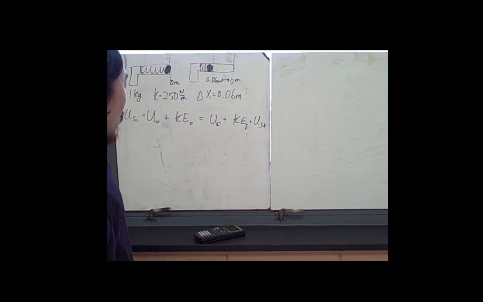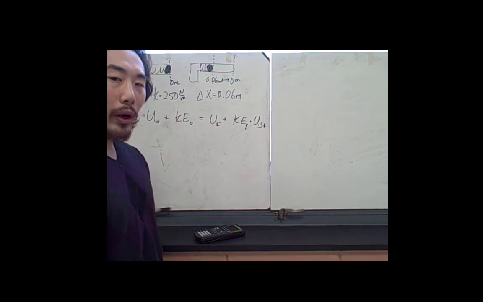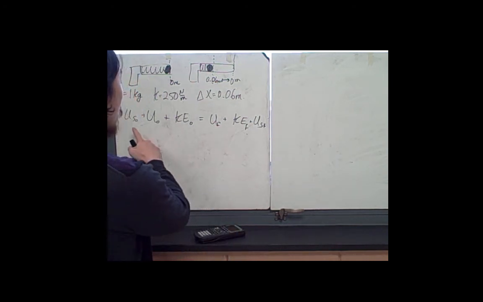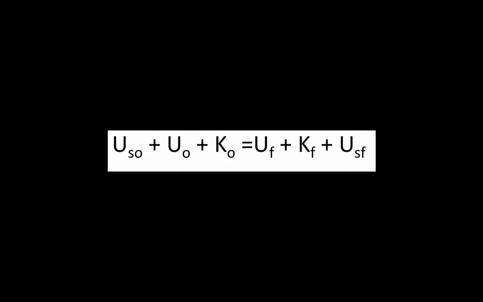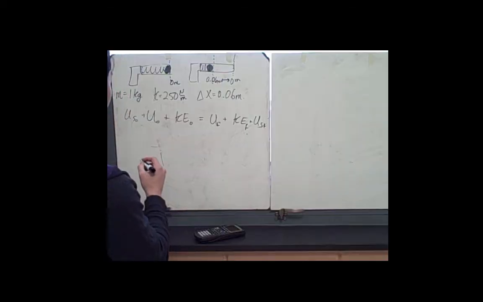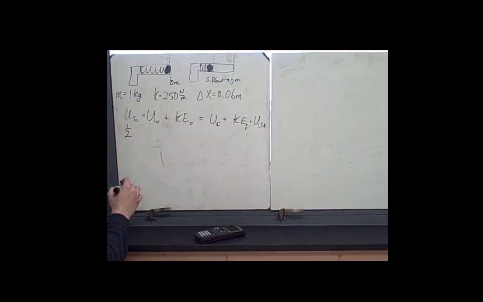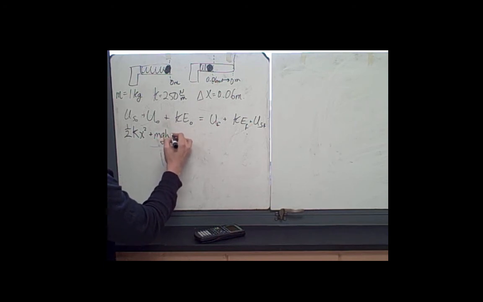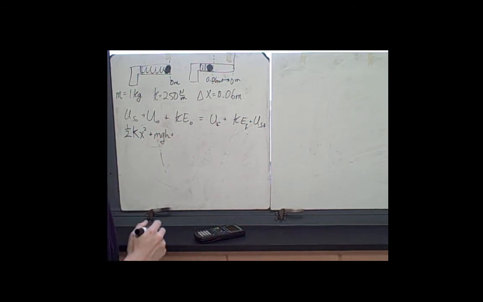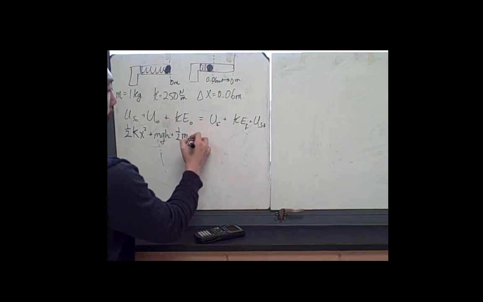The equation for spring potential energy, or for us, U sub S, is going to be 1/2 kx squared, where k is the spring constant. The equation for potential energy is mgh. The equation for kinetic energy is 1/2 mv squared. Because it's initial, I'm going to make that v sub O.